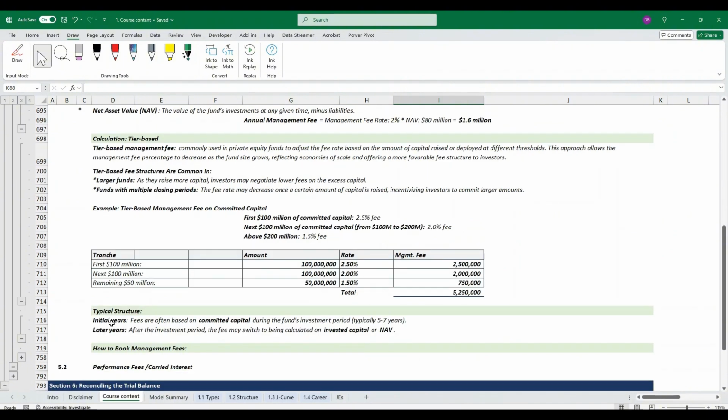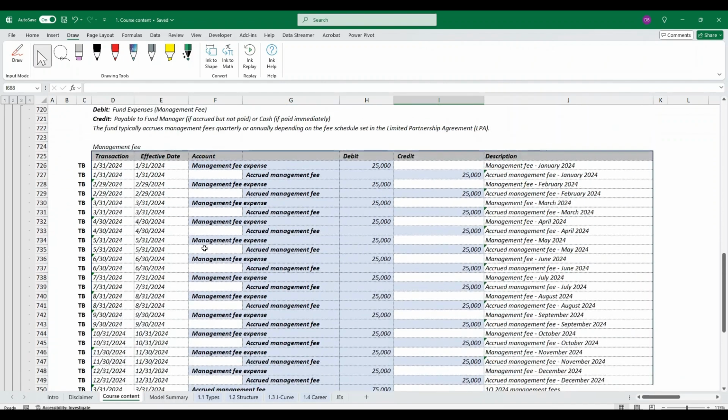Funds may change the management fee structure during different life cycles of a fund. In initial years, fees are often based on committed capital during the fund's investment period. In the later years, after the investment period, the fee may switch to being calculated on invested capital or NAV. Again, this is covered in my mini course. We don't go through the details for now. Our focus will be here, how to book the management fees, since this is the accounting model.